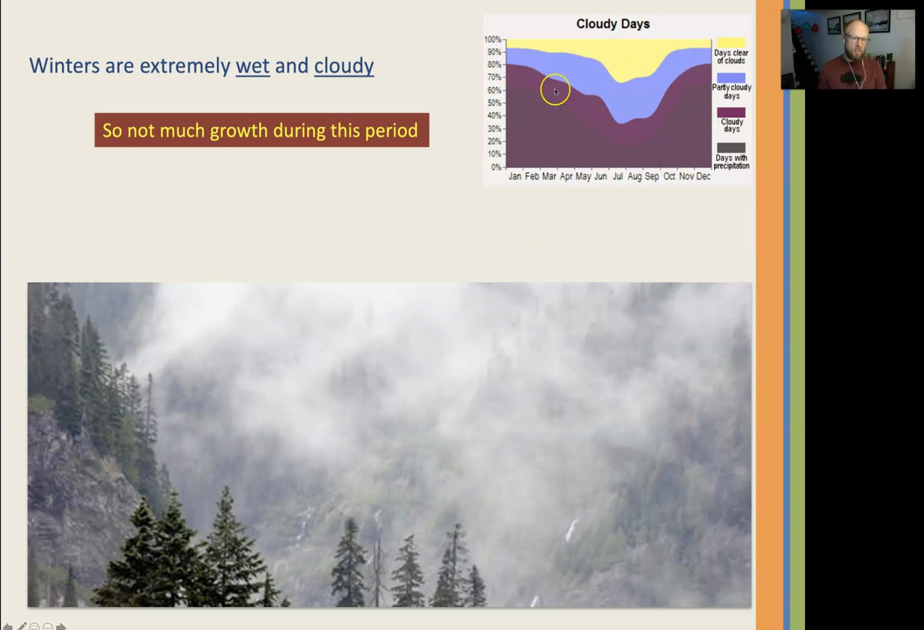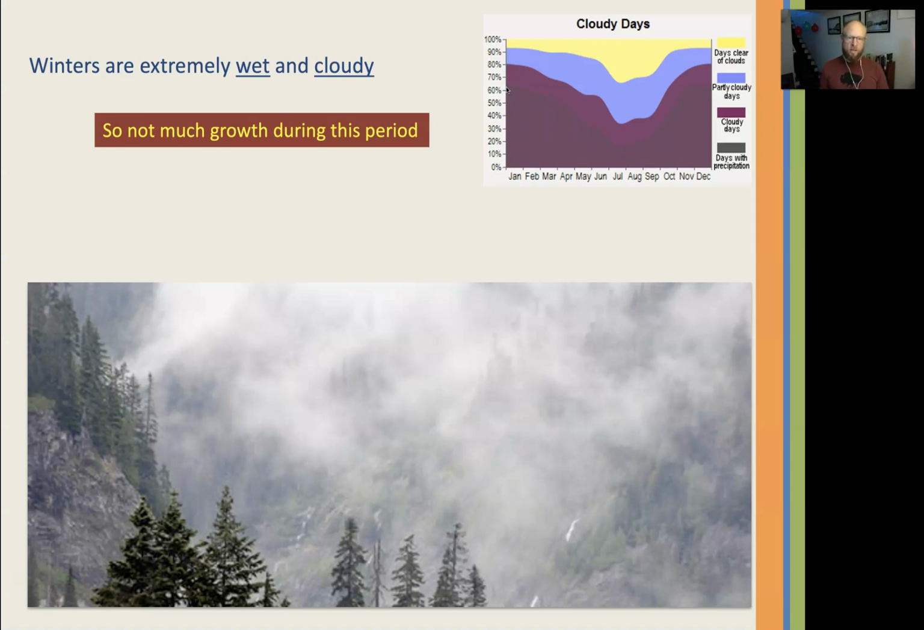And here you can just see some data on the number of cloudy days in the Pacific Northwest in the winters. So if you look at January, February, or December, you can see that over 90% of the days have at least some cloud cover. And you can see that more than 60% of the days have some precipitation. So lots of precip, and even when it's not raining, there's very little sunlight to dry out things. It just stays wet and soggy all the time.